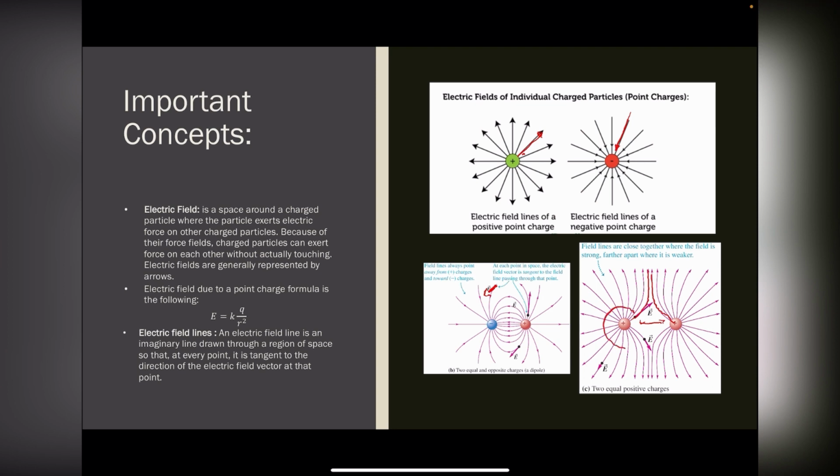So in here, in this space, the electric field is stronger because it's closer to the charge. As it moves farther away from the charge, it gets weaker. Okay, and we have the electric field formula right here. And this is due to a point charge. Electric field equals K Q over R squared.